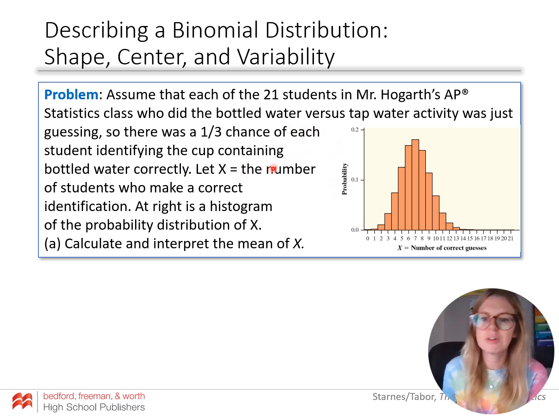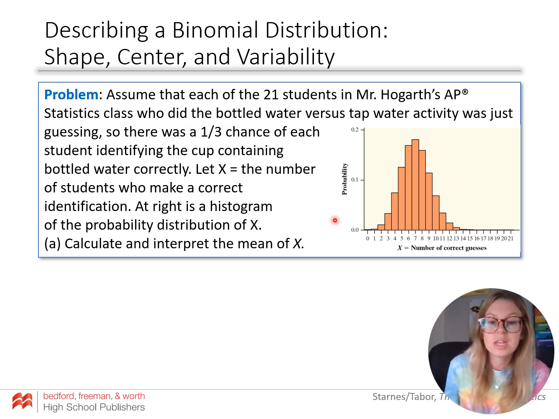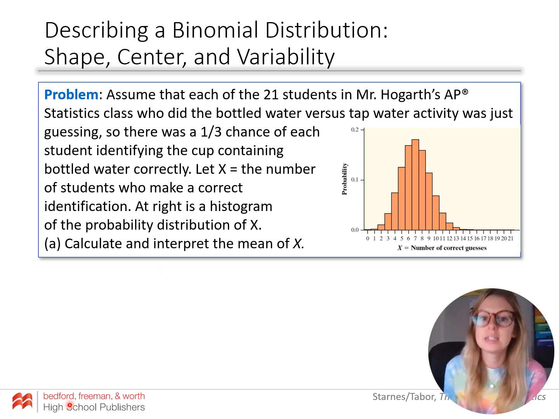So there's some missing information here. There were 3 cups of water. 1 of them was bottled and the other 2 were tap water, and they had to guess which one they thought was bottled water. So we're assuming that none of them were able to tell, and if nobody can tell what type of water it is, there's a 1 out of 3 chance I'm going to guess the right cup, right? So calculate and interpret the mean of x, where x is the number of students who make a correct identification.